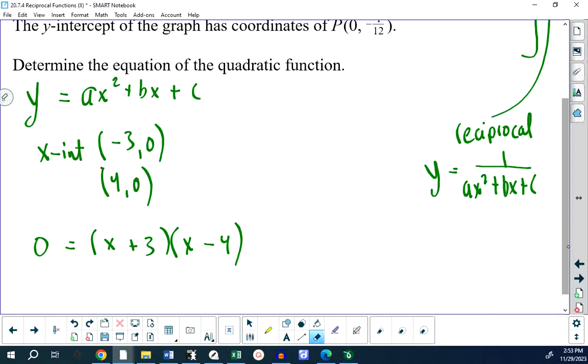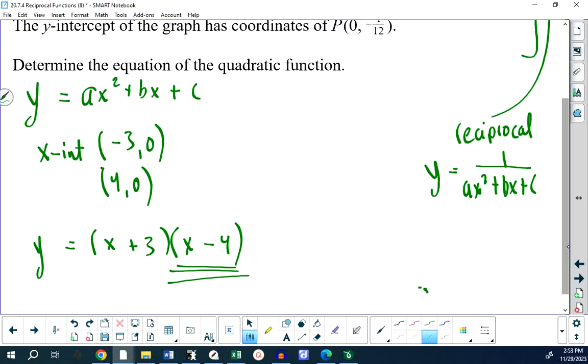This thing that I'm about to repeat is crucial in Math 30. That an x-intercept of a function will produce a factor of that function whose 0 is the x-intercept. An x-intercept of 4 produces this factor of x minus 4 because the 0 of x minus 4 is 4. The value of x that makes it 0 is 4.